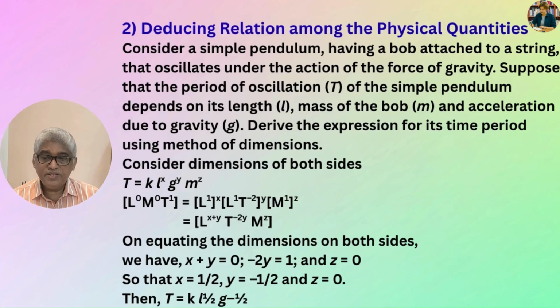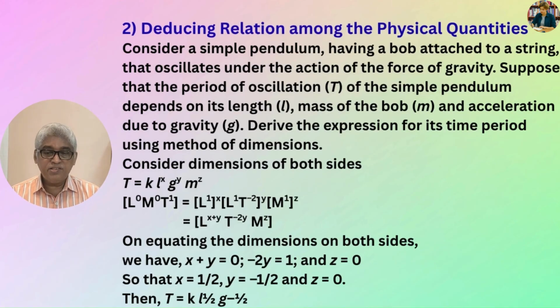So consider the dimensions of both the sides. First we will write that equation: T is proportional to L, g and m. So write the mathematical expression. Now we know that x is proportional to y means x is equal to some constant into y.